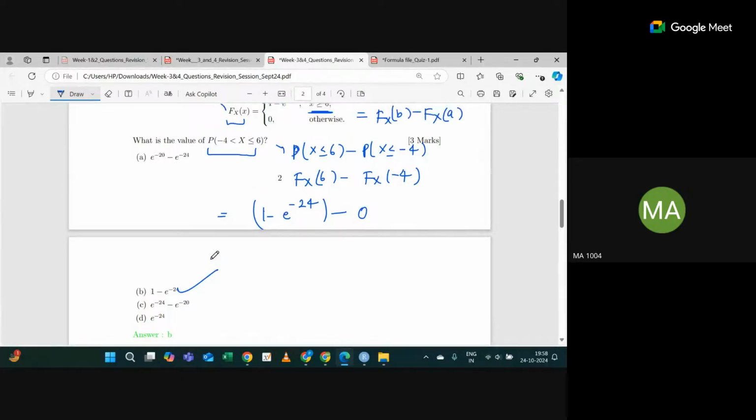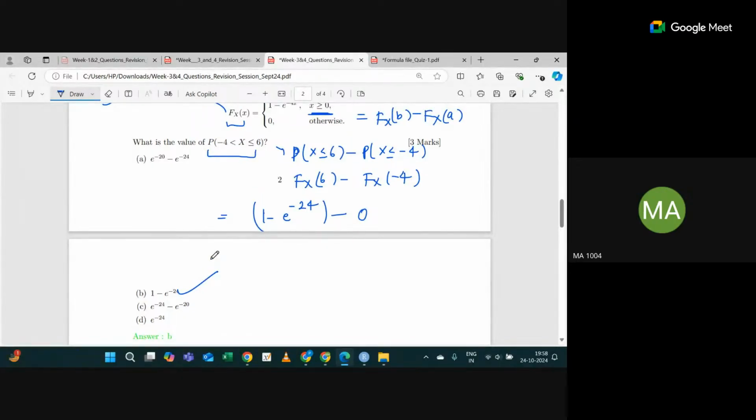See how easy it is, right? You will get 3 marks. 3 out of 40 means 3 into 2.5 out of 100, more than 6 marks for this question. Where we have to do integration, you can do integration, that's not a problem.